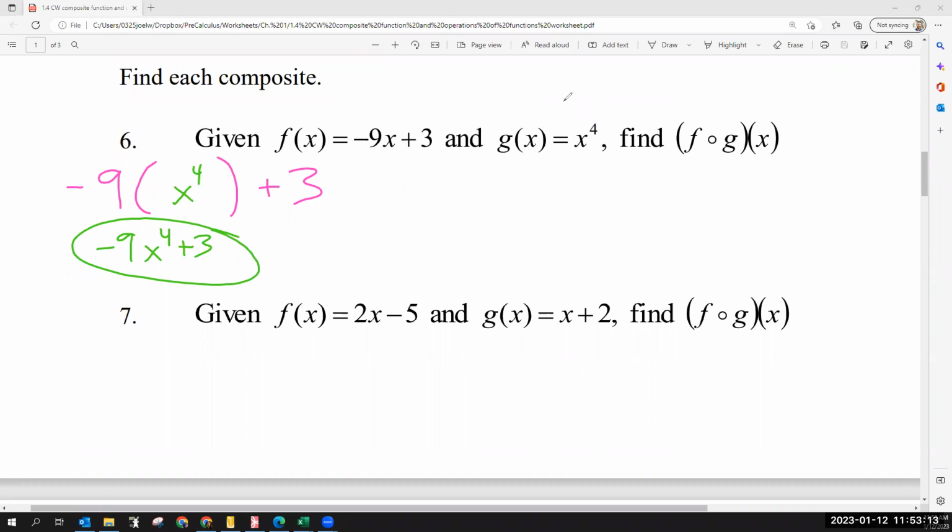8x squared plus 8x. 16x. Oh yeah, I did square. I added it. Yeah, 16x squared. 16x.